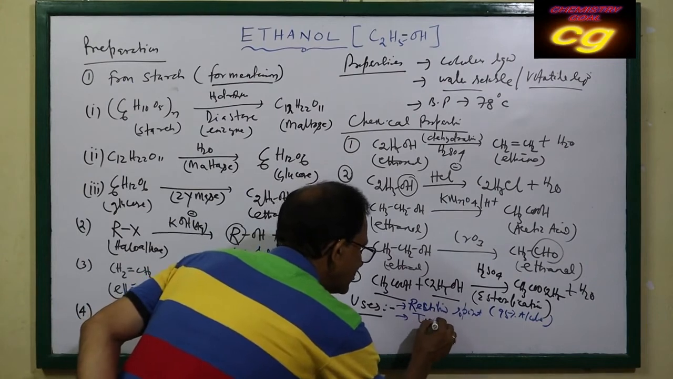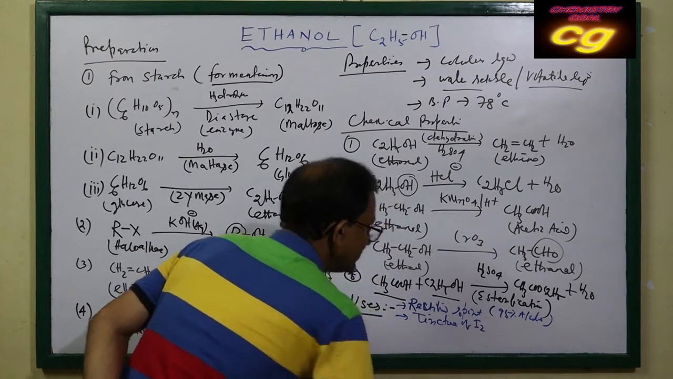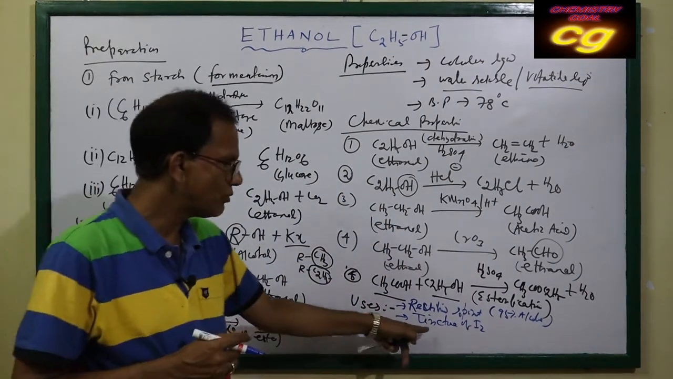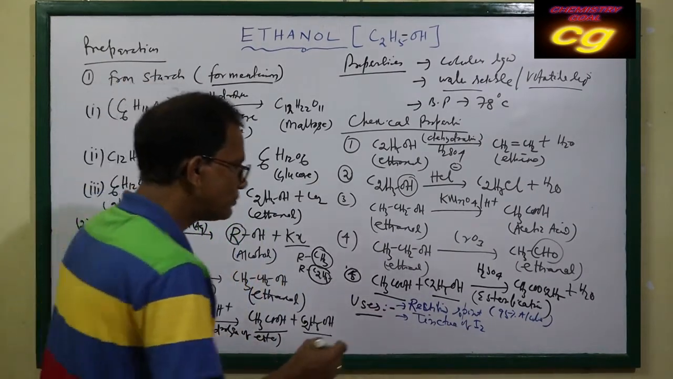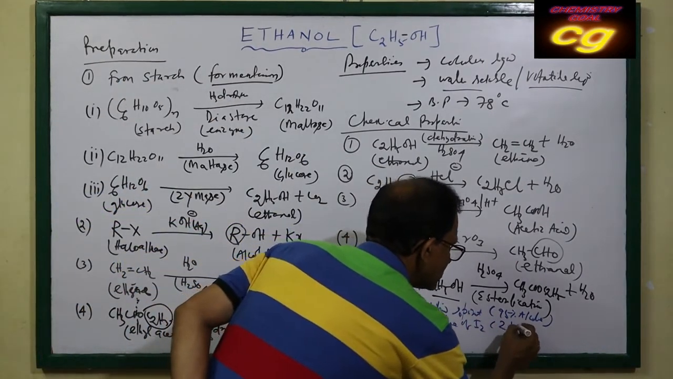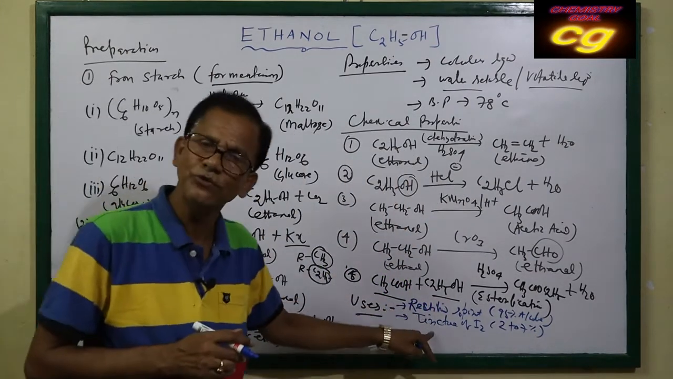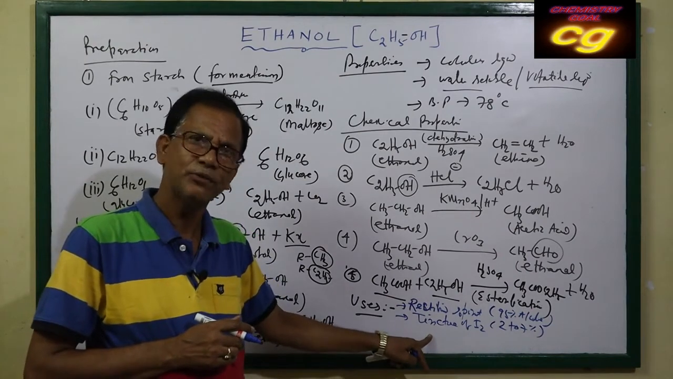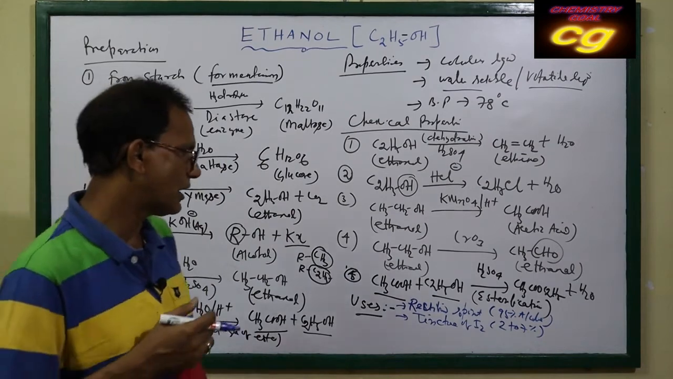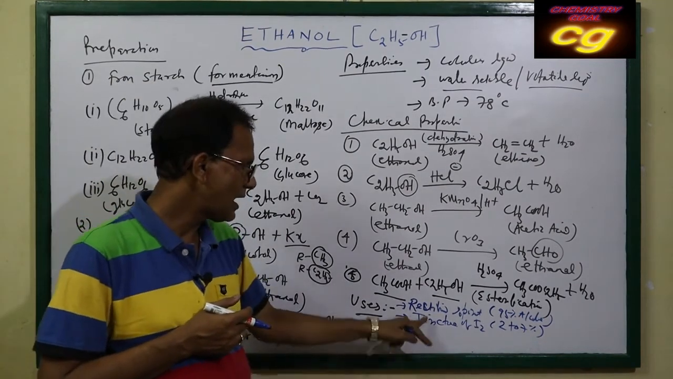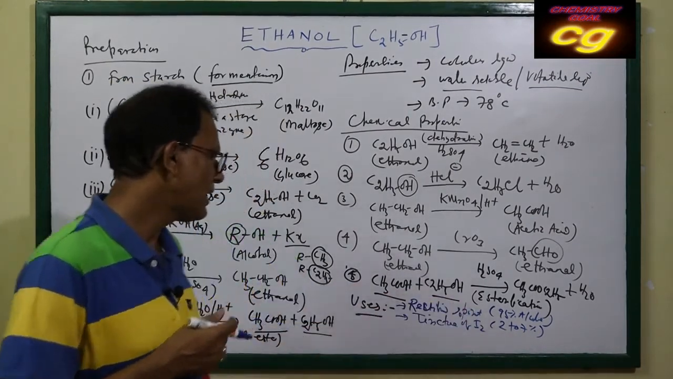Tincture of iodine. Tincture of iodine contains what? Alcohol, water and iodine mixture. It mainly contains 2 to 7% iodine. Tincture of iodine is also an antiseptic. It contains 2 to 7% iodine in water and alcohol mixture. Alcohol means your ethanol. And rectified spirit also contains 95% alcohol.